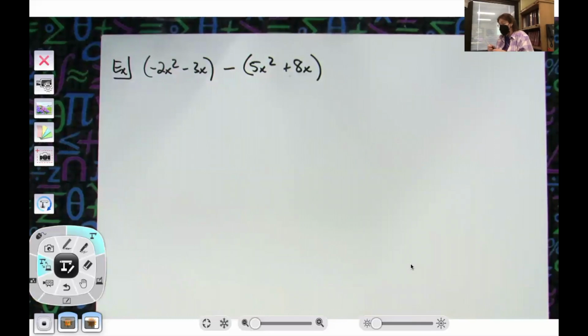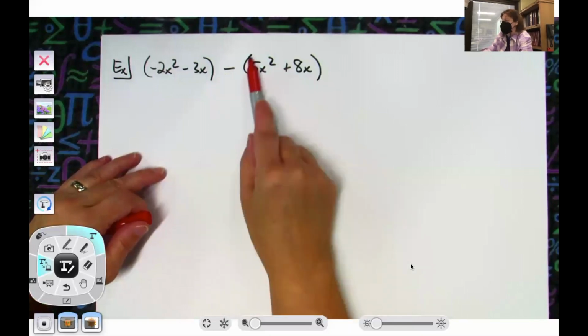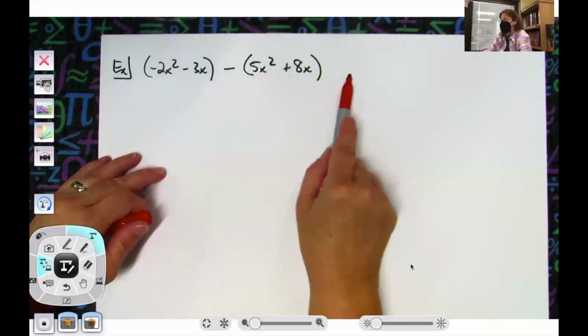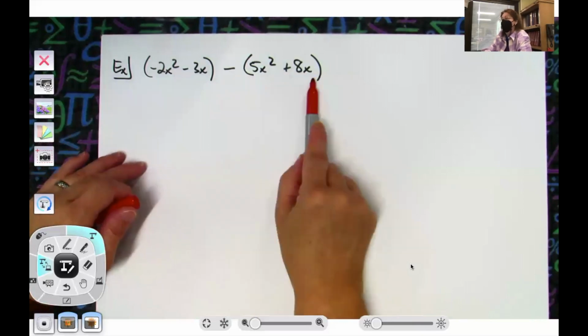All right, now the deal here is, on subtraction, you've got to realize that you are subtracting everything to the right. So there's a set of parentheses there. You've got to go through and change all the signs. You can think of it as there's a -1 right here, and I've got to distribute the -1.